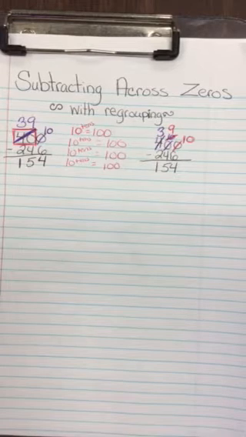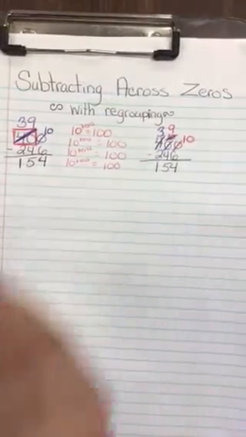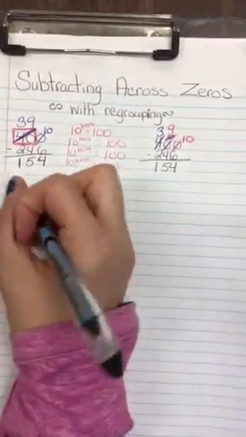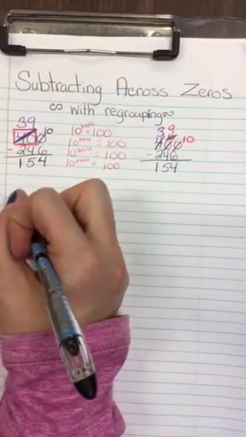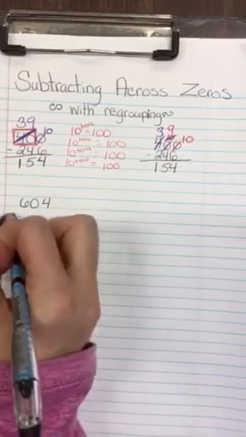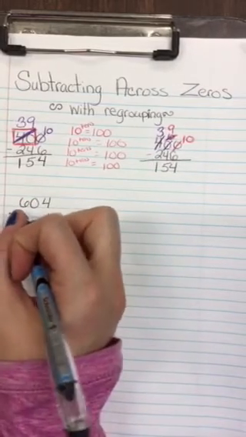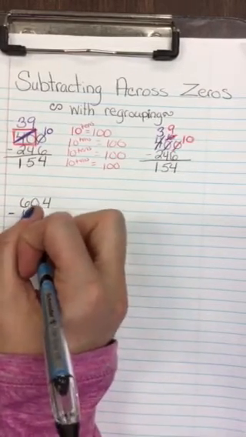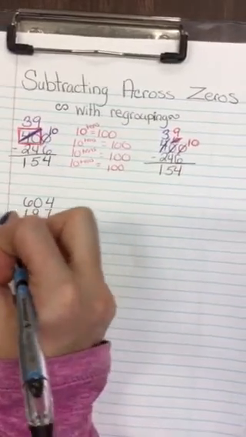Okay, so what happens then if the 0 is in the middle and there is something in the ones place, but we still have to regroup? So for instance, let's say my number is 604, and we'll take away 197.